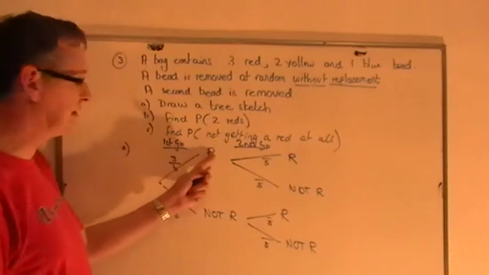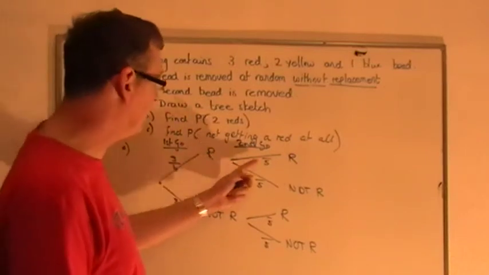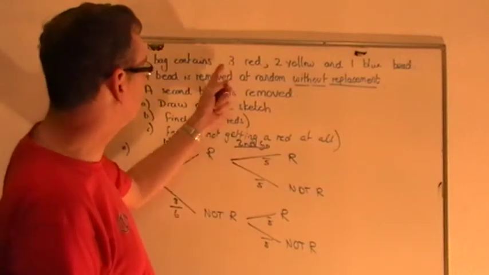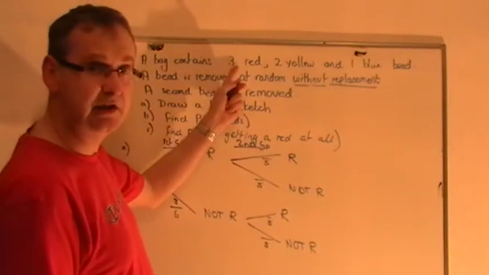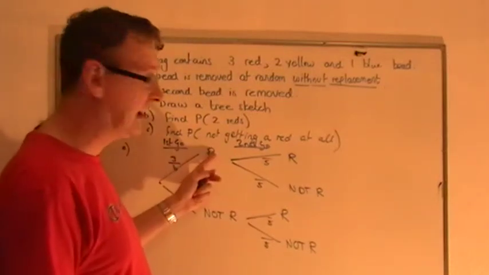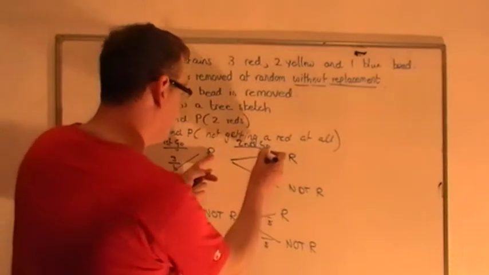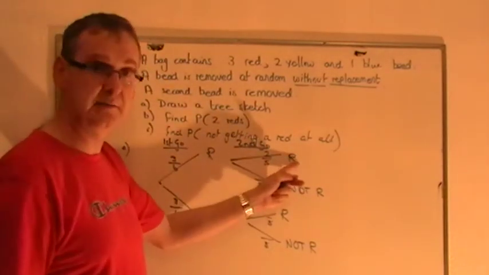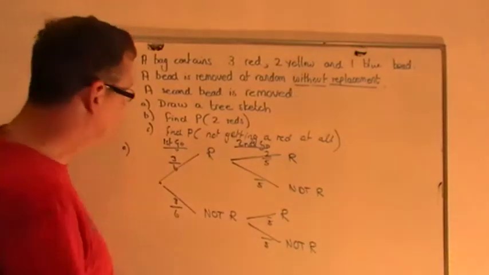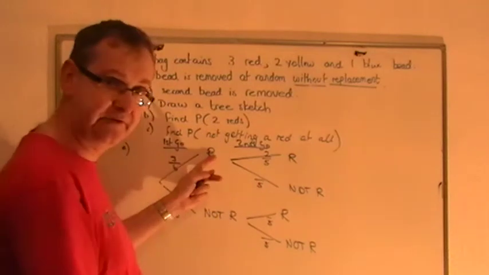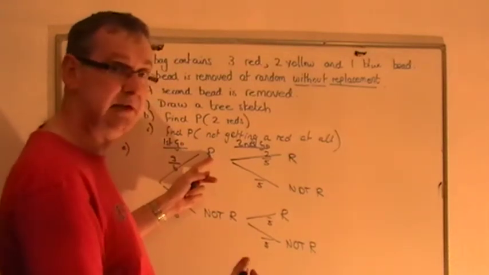So imagine you've pulled out a red first go, and then you have another go, and we want to pull out another red. Well, looking at this, there were 3 reds initially, so if you pulled out a red to begin with, there's only 2 reds left out of 5 beads left. So there's only 2 out of 5 chances now of getting another red bead.